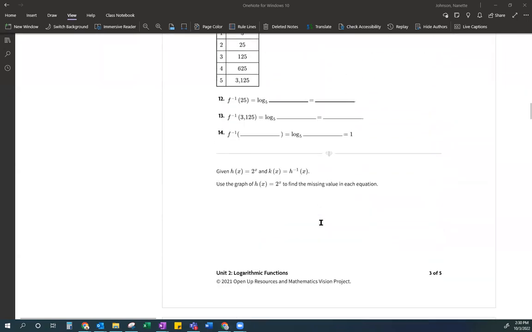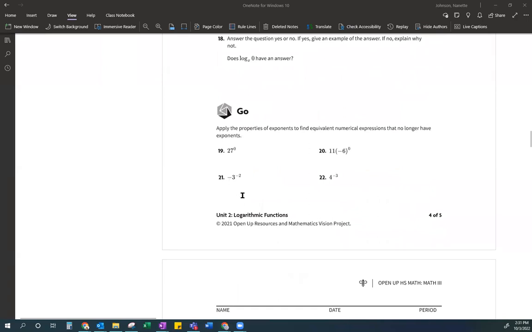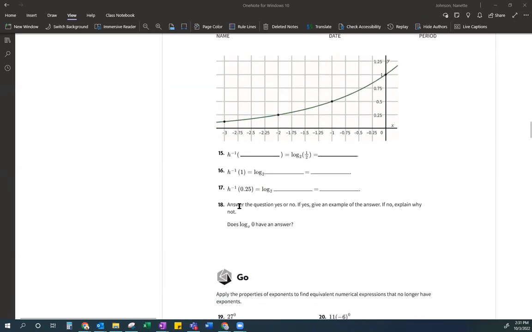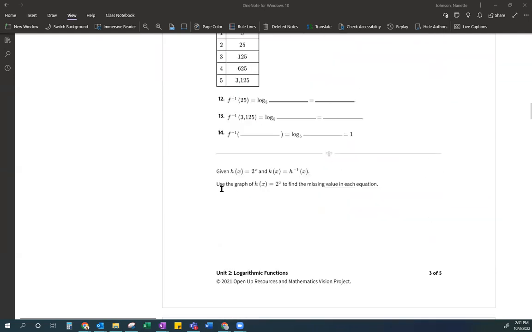Okay, the next question you asked was number 21 for go. Oh, wait, no, 15 through 17, sorry. For 15 through 17, you said, I don't know what I'm supposed to do here. So the directions say, given that h of x is 2 to the x and k of x is the inverse of that, use the graph of 2 to the x to find the missing value in each equation.